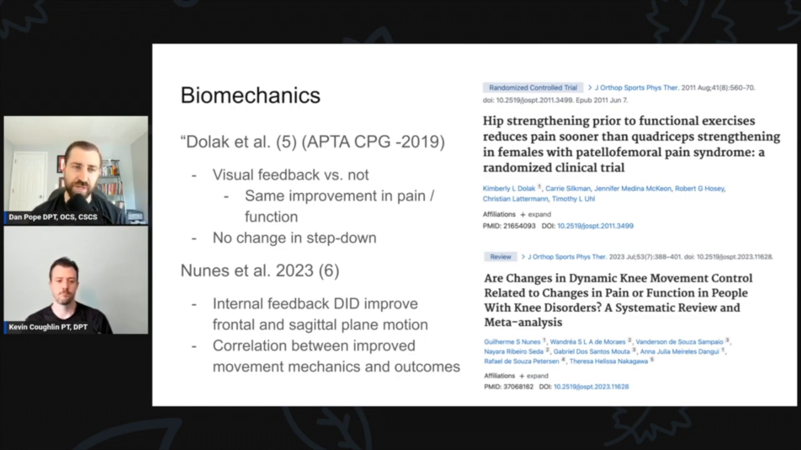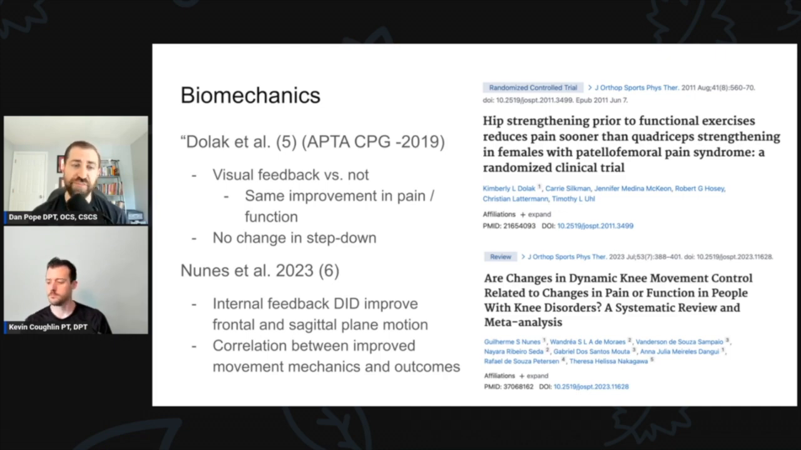If you strengthen their knee and tell them to keep the knee lined up with the toe and then do the same step down, you didn't address the ankle flexibility issue. So that makes a lot of sense to me. And then you have future research. This is from Nunez et al. in 2023. They used internal feedback to try to improve frontal plane and sagittal plane motion. So essentially trying not to have dynamic valgus and trying to move through the knee. And that was part of their intervention for folks who have patellofemoral pain.